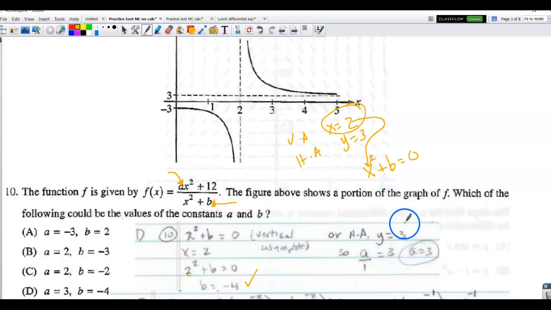Now, since the horizontal asymptote is y equal to 3, this rational function is same-heavy, so the horizontal asymptote would be calculated by the quotient of the leading coefficients, which in this case is a over 1. So a over 1 is equal to 3, therefore a is equal to 3.